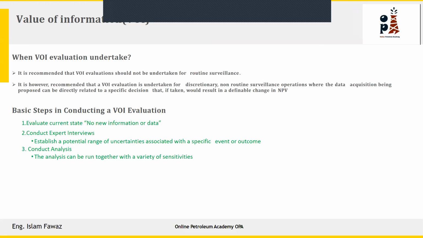The basic steps in conducting a value of information: evaluate the current state. What is the current state now, with no new information or data? Then we define as a team the potential range of uncertainty associated with a specific event. For example, we want to drill a well, and we have some risk of sweeping, some risk of pressure decline, some risk of sand production. We sit as a team and decide the probability of each branch, then conduct the analysis together, and we run different sensitivities to show the impact of this analysis on the outcome.